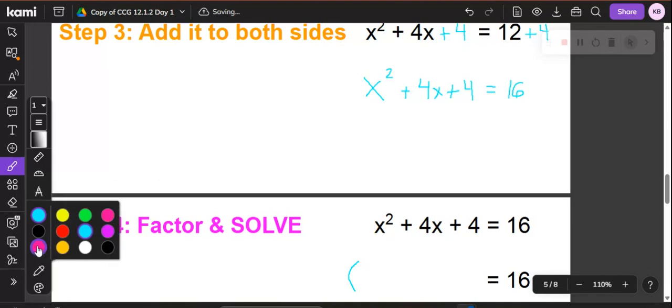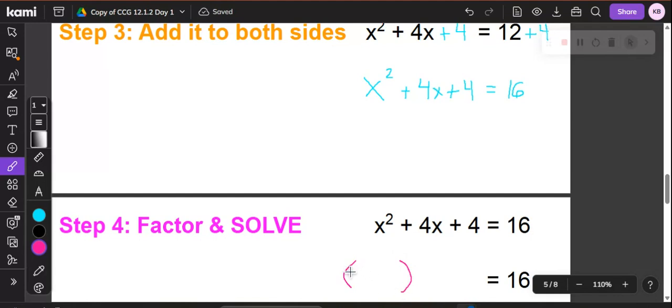I'm going to change to a different color here, sorry. I'm going to grab pink. But I could do this two different ways. I could write out x plus 2 times x plus 2. And again, the reason they're both x plus 2 is because 2 times 2 is 4, and 2 plus 2 equals 4 in the middle, right?